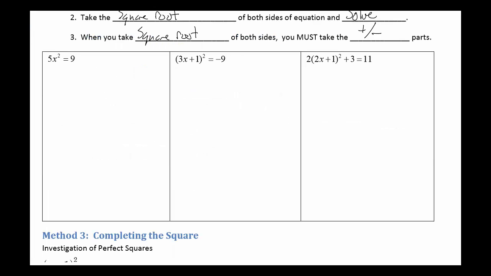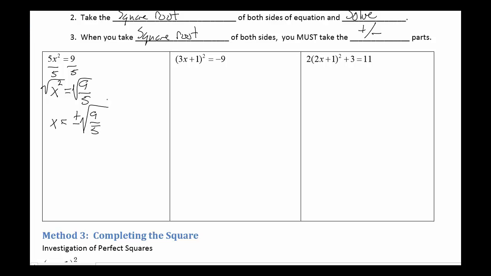Okay, so our first example, 5x squared equals 9. Notice we can easily isolate the squared term. So I'm going to divide both sides by 5 and get x squared equals 9/5. Then I'm going to take the square root of both sides. On the left side I end up with x, but remember we get plus or minus the square root of 9/5. You have to be careful with extending out that square root. I don't want you to think that the square root only applies to the numerator. It actually doesn't.